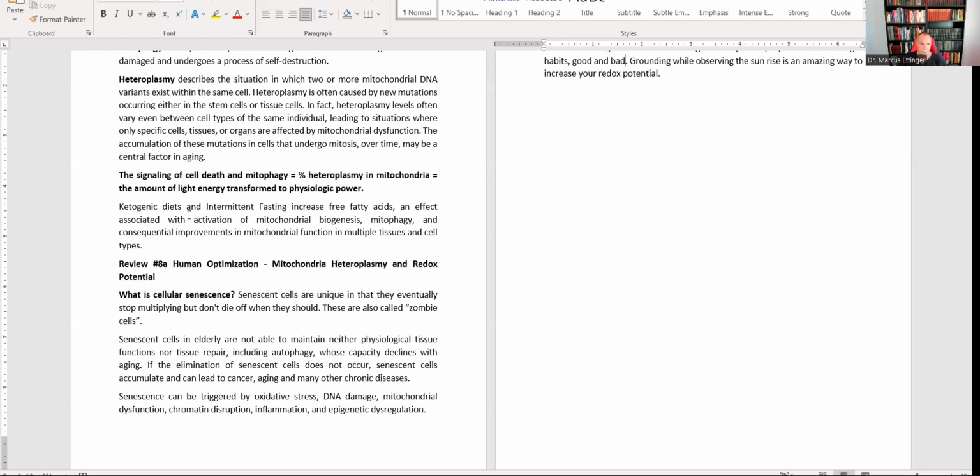Now, there are interventions that can be done, and again, on that 8A document at the bottom, it gives a lot of interventions. My favorite is ketogenic diet and intermittent fasting. It increases free fatty acids, an effect associated with activation of mitochondrial biogenesis, meaning making new mitochondria.